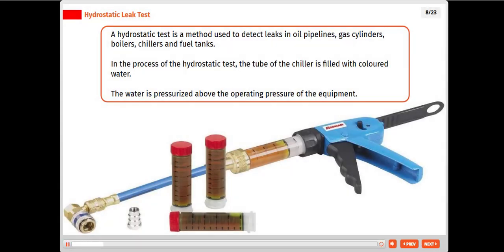A hydrostatic test is a method used to detect leaks in oil pipelines, gas cylinders, boilers, chillers, and fuel tanks. In the process of the hydrostatic test, the tube of the chiller is filled with colored water. The water is pressurized above the operating pressure of the equipment.